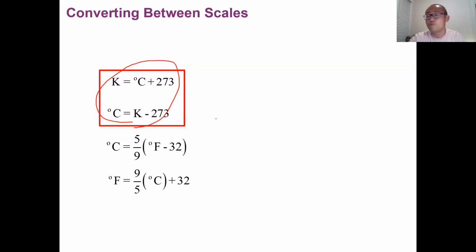So these are the two most commonly used conversions between these two temperature scales. Basically, Kelvin equals Celsius plus 273, or Celsius equals Kelvin minus 273 degrees. So you can see that the difference between Kelvin and Celsius is that their zero points differ by 273. Zero Kelvin is really zero, but zero Celsius is actually already 273 Kelvin. Okay, and this is the conversion.